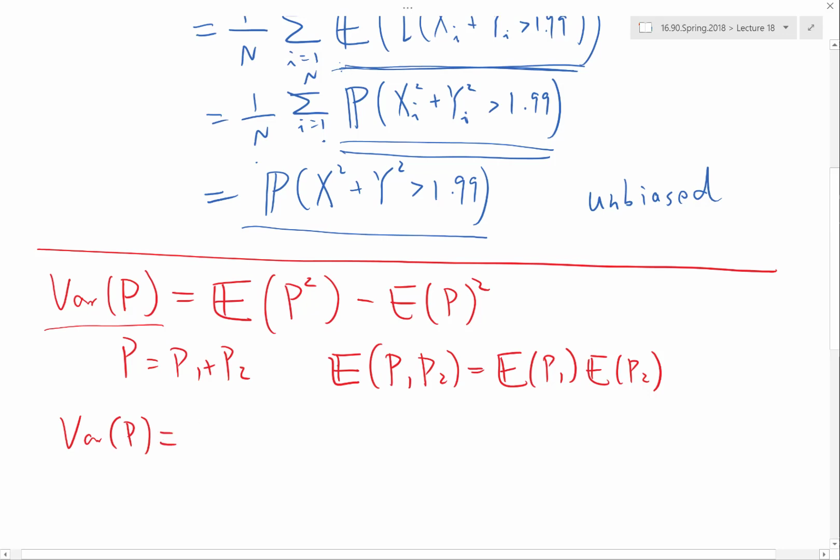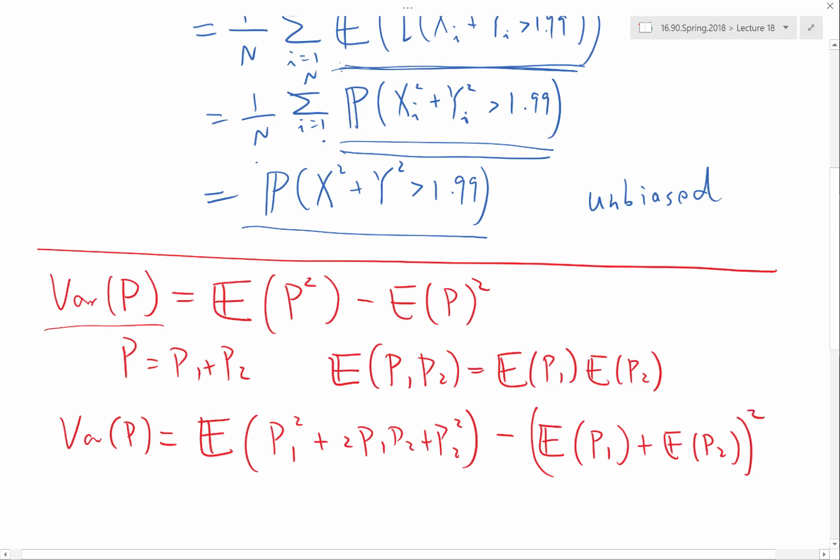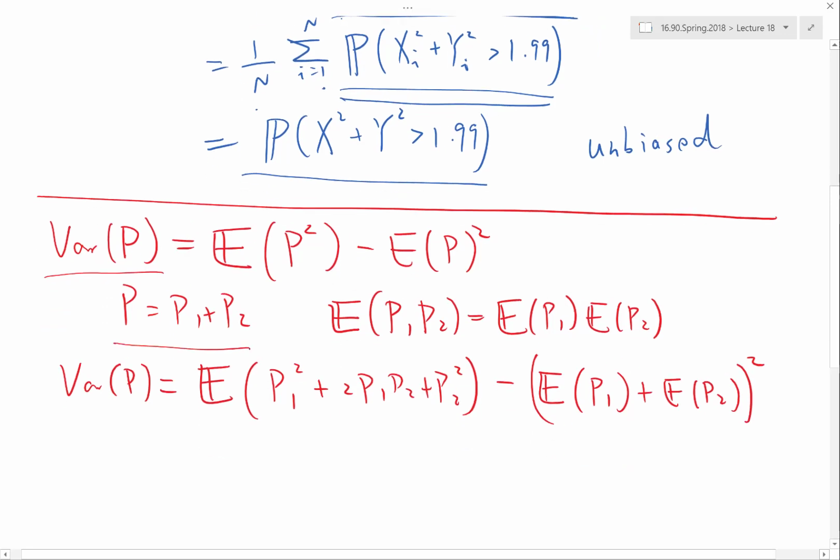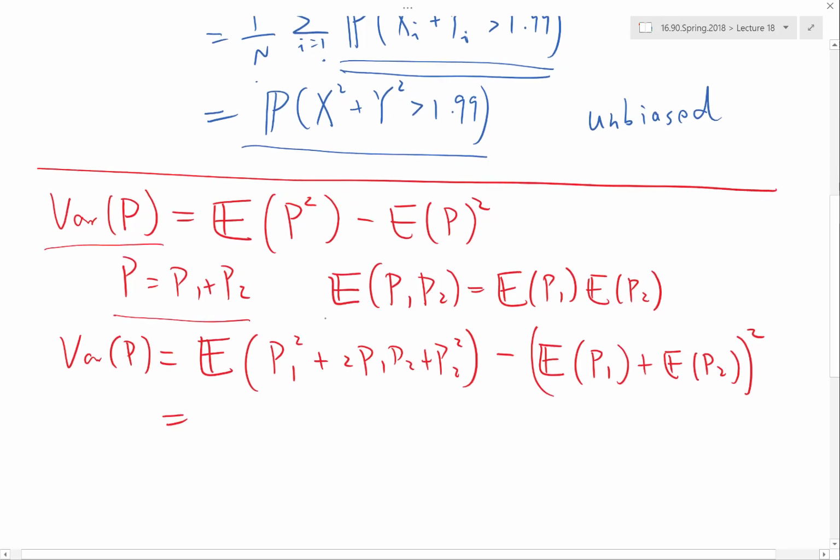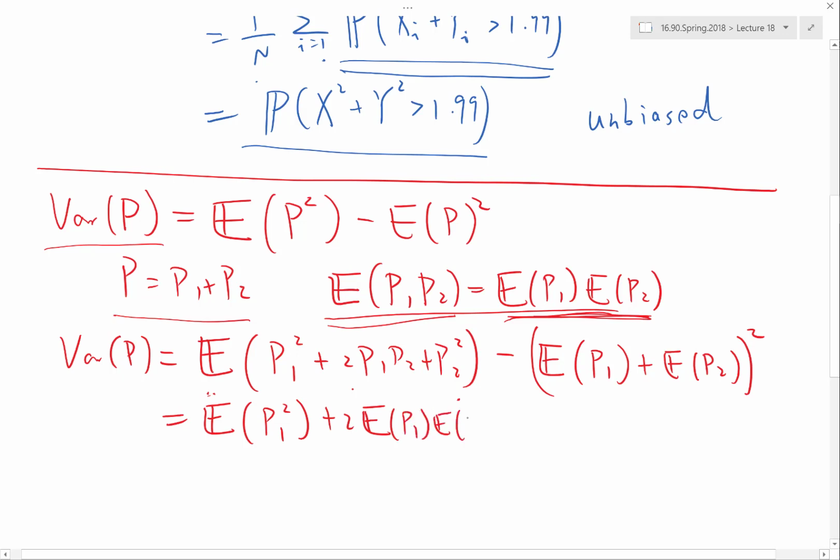So when we plug this summation in, what we get is the expectation of P1 squared plus 2 P1 P2 plus P2 squared, right? Minus the square of the expectation of P1 plus P2, right? So this is basically plugging in the definition of P equal to P1 plus P2. So here is an opportunity to use the linearity of the expectation to break it apart into three expectations. And for the middle expectation, we can split that expectation into the product of expectations. So what we get is the expectation of P1 squared plus 2 times the product of expectations, and then plus the expectation of P2 squared.